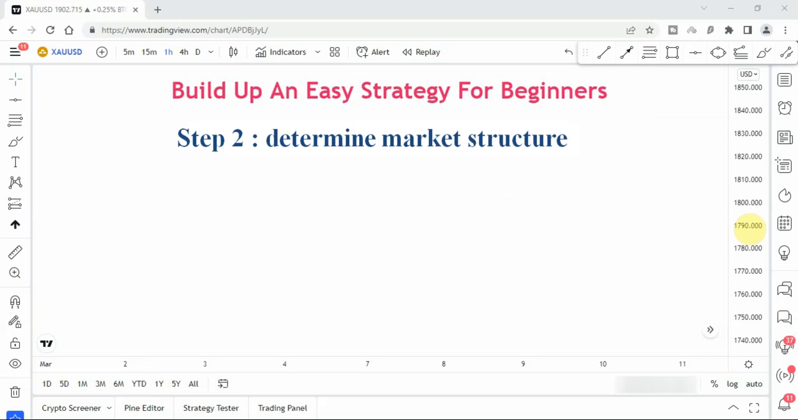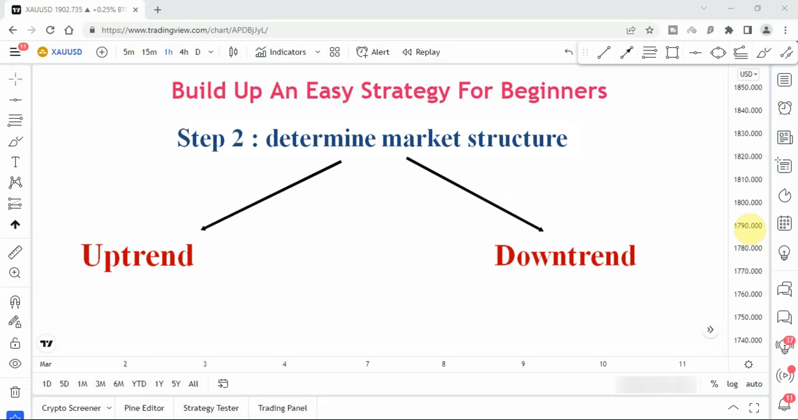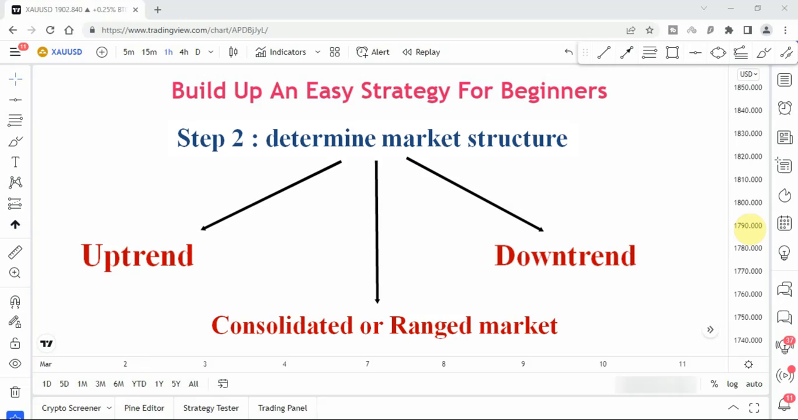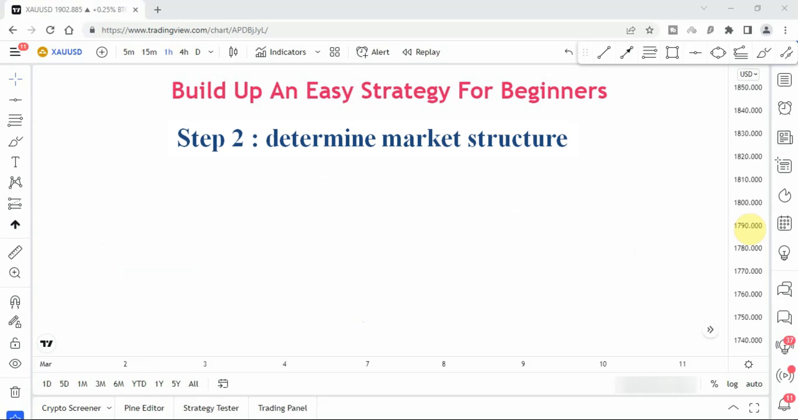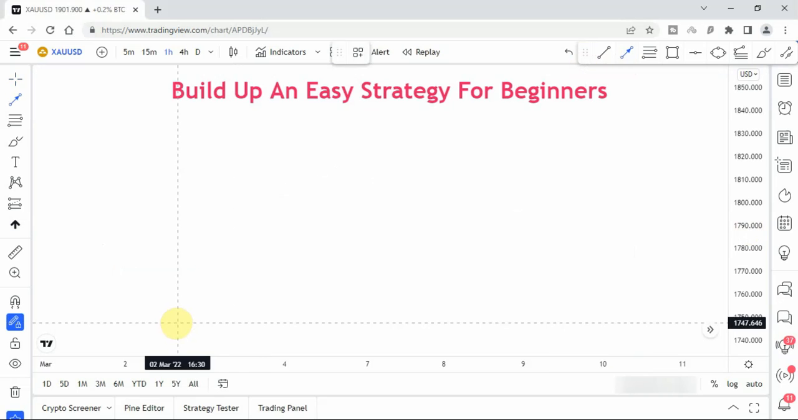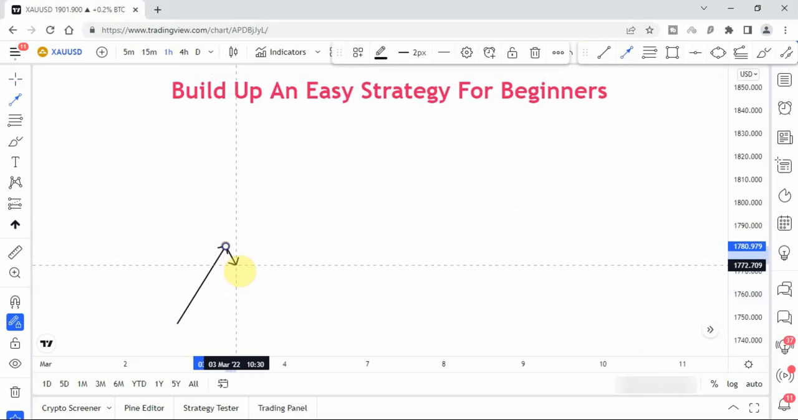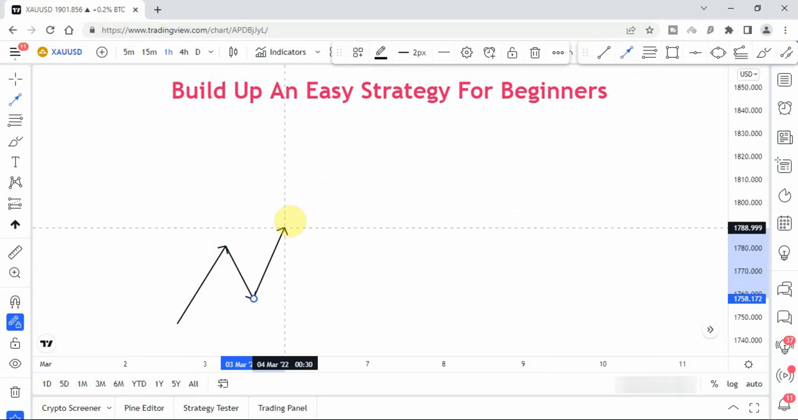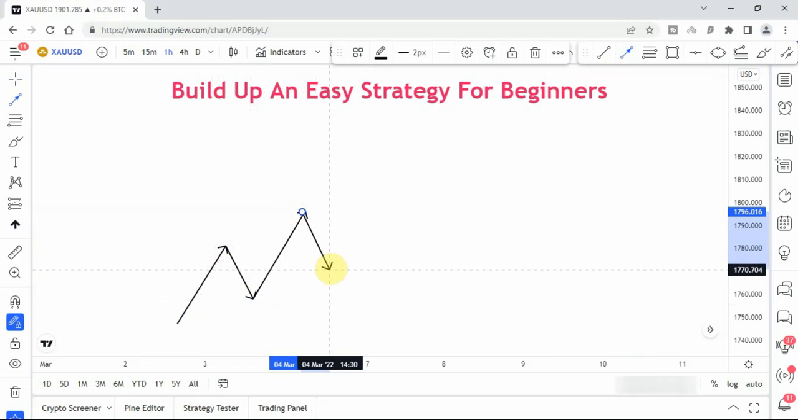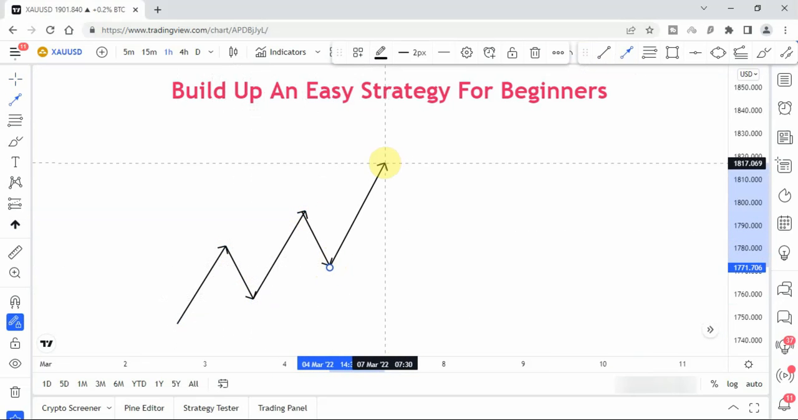In this step, the second step, we should know the dominant trend. Market structure is categorized in 3 divisions: uptrend, downtrend, and ranged or consolidated market. The common structure of an uptrend is as the following. This is high, then we have low, after that higher high, higher low, and another higher high, then higher low.